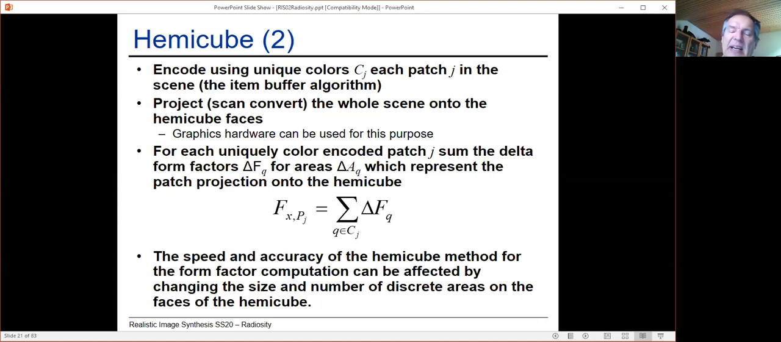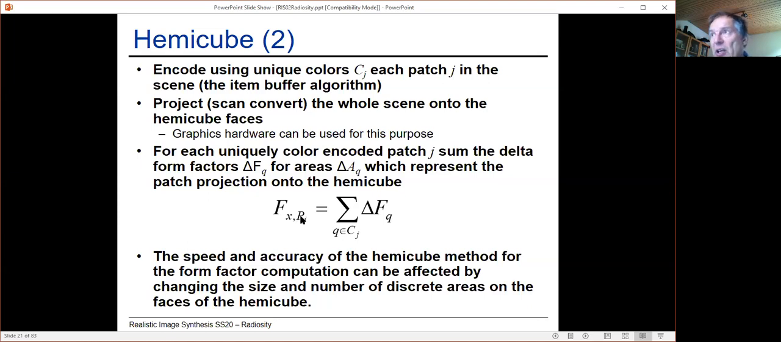And then what I will do is collect all such pixels with the same color, and I will sum up the partial form factors corresponding to them. And this way I will perform a kind of integration. I will get the form factor between this differential element and the complete patch PJ.